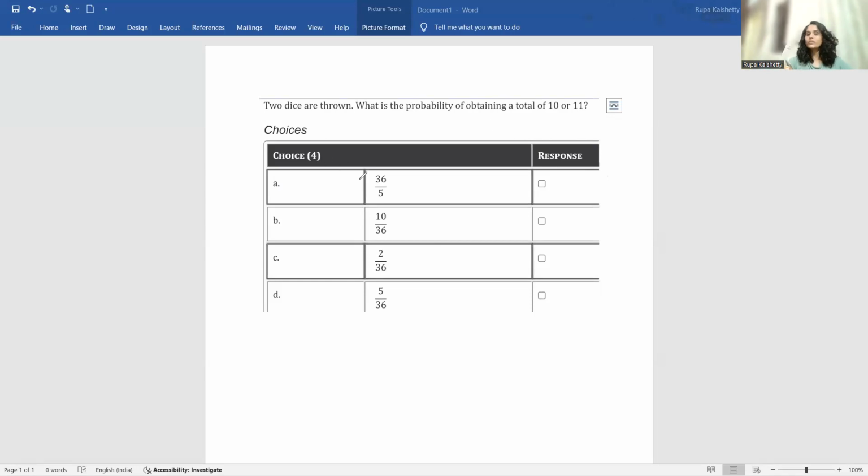All right. So the question is, two dice are thrown. What is the probability of obtaining a total of 10 or 11? So let's work on only this part as of now.